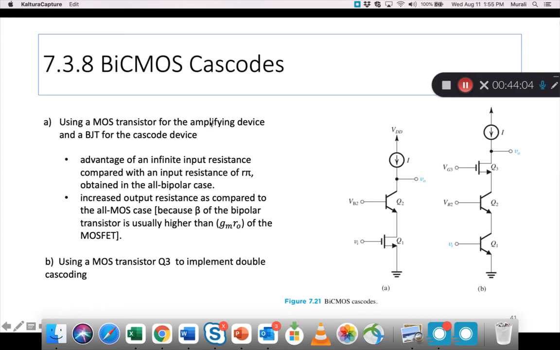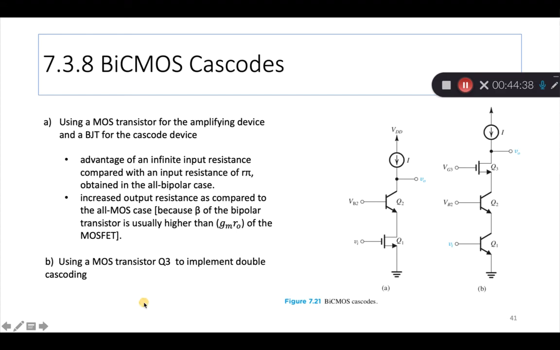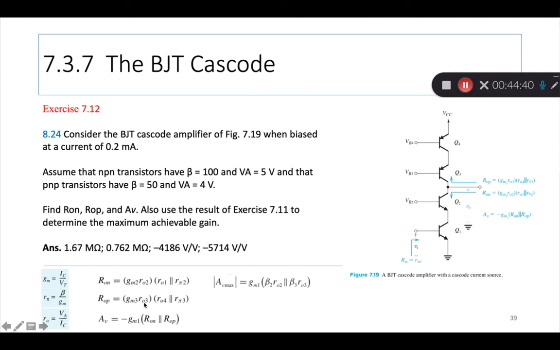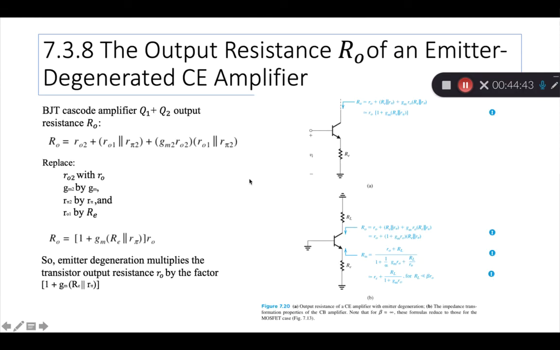So using a MOS transistor for the amplifying device and a BJT for the cascode device, you get the advantage of an infinite input resistance compared with an input resistance of R pi, which is only in the bipolar case. You also get increased output resistance as compared to the all-MOS case. So compared to just plain MOS, you get better performance by having a BJT as the cascode, because beta of the bipolar is usually higher than the corresponding factor of the MOSFET. Okay, so that's BiCMOS. I have one last slide to show you and then we are done.